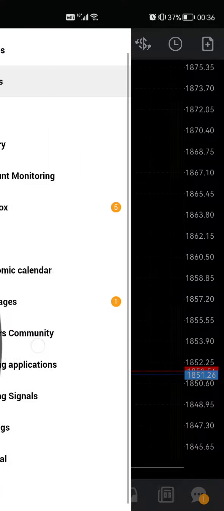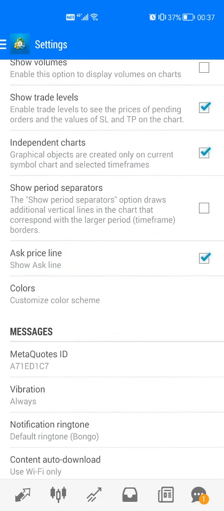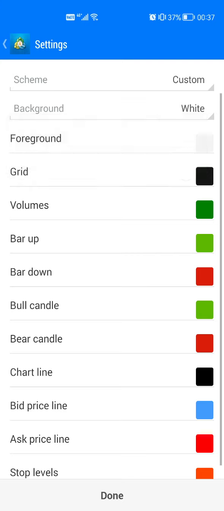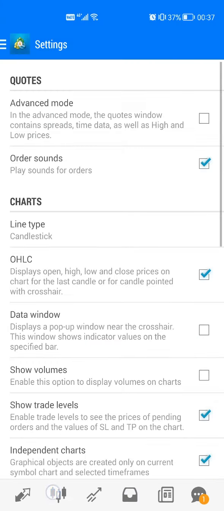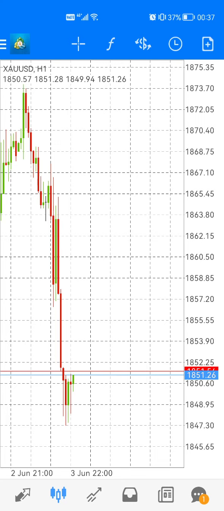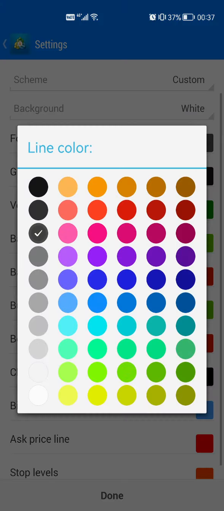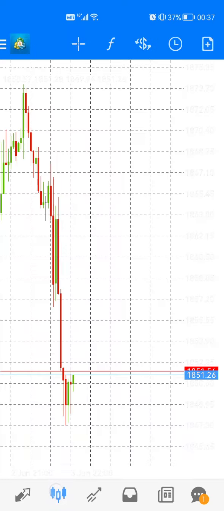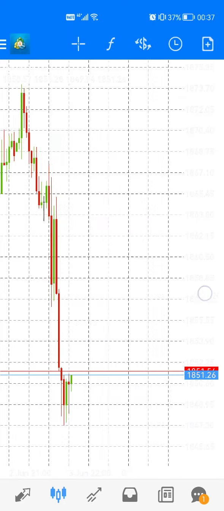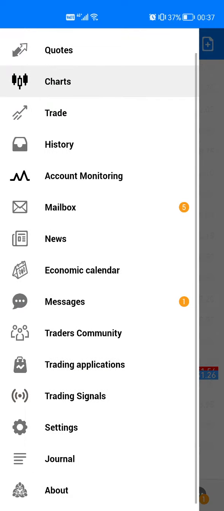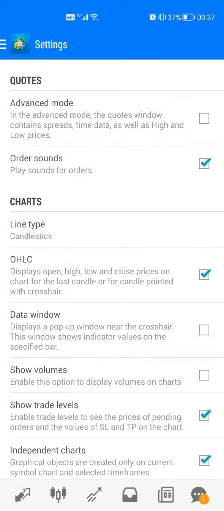To remove it, come back again, settings. You'd like to change the background of your color, change it to white. Then whenever you change your background, make sure that the foreground is also changed. Since the foreground is white, we have to change it to black or gray so that the writings on your chart are much clearer. Let me show an example. Let's say we leave the foreground white. See, you'd not be able to see the price on the side. But if we change it to black, we'll be able to see the writings on the side.